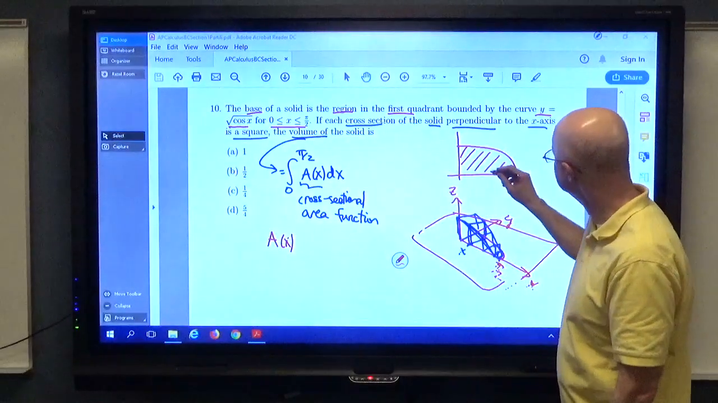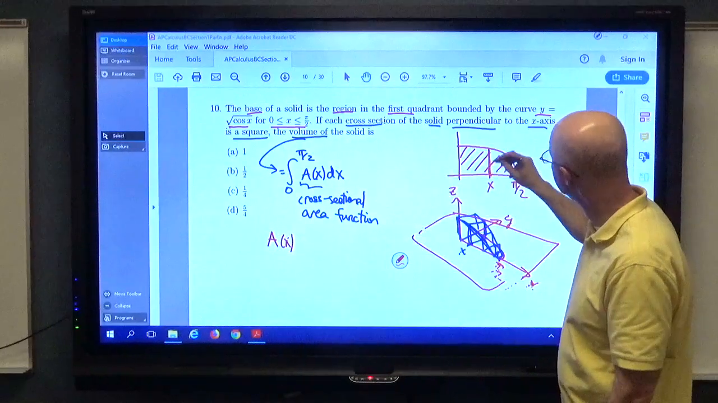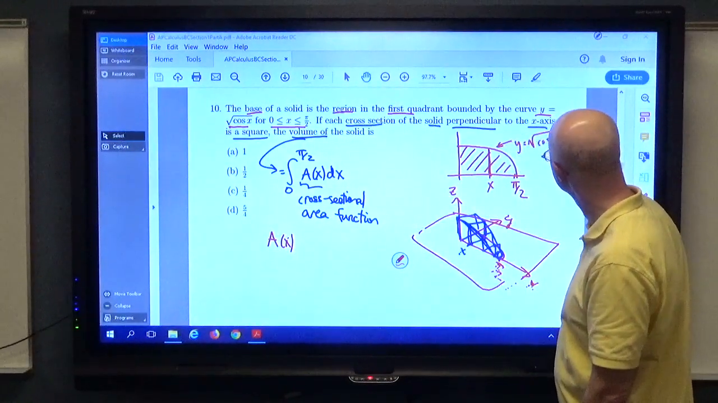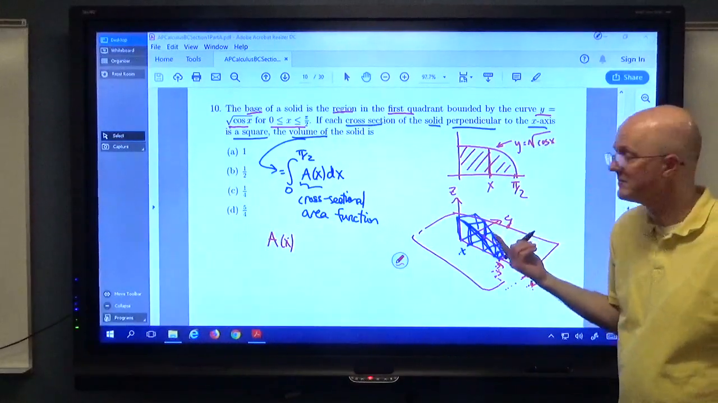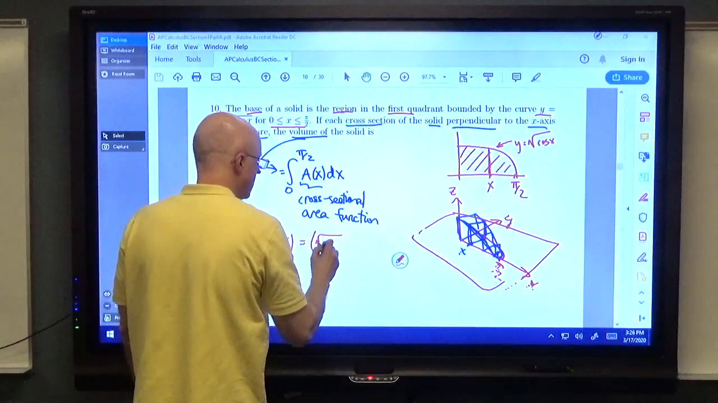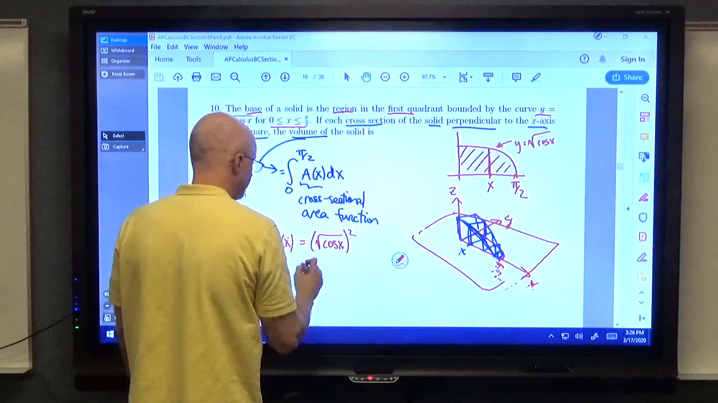For any given x, the base of the square is this distance there, which comes from this graph, which is y equals square root of cos x. So that's the thing I've got to square. A of x is the square root of cos x quantity squared.